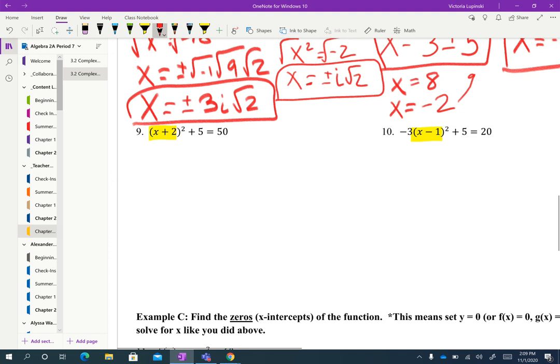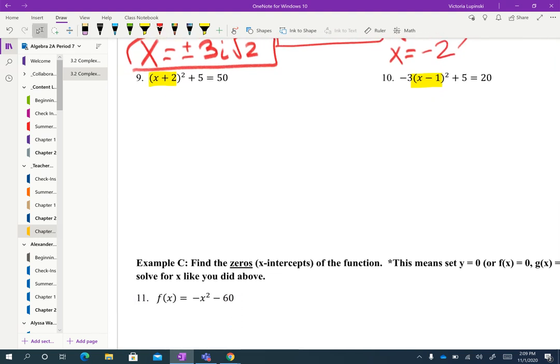versus when you can't. And then our final two problems here, notice that there is stuff outside of the squared, which means that's the stuff that we have to deal with first. So in number 9, before you do anything else, you're going to subtract 5 from both sides.